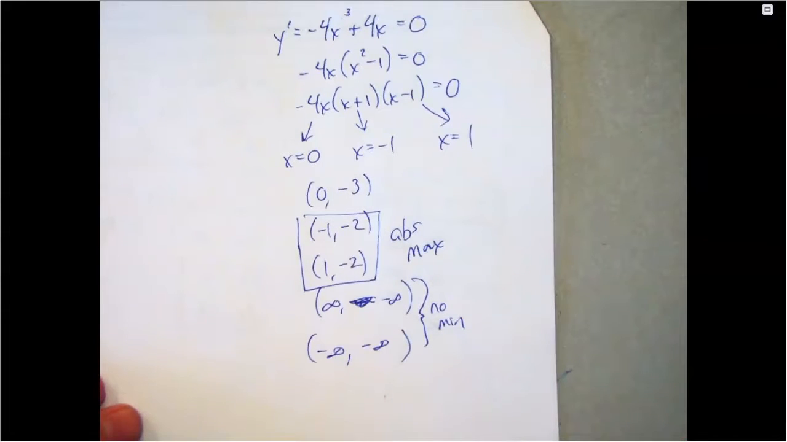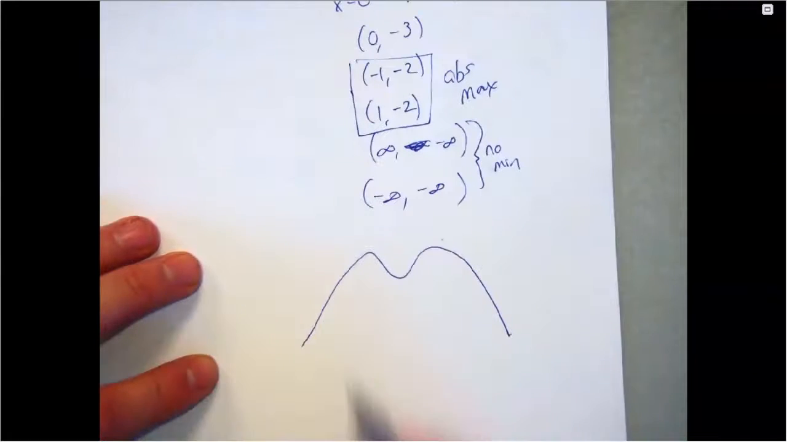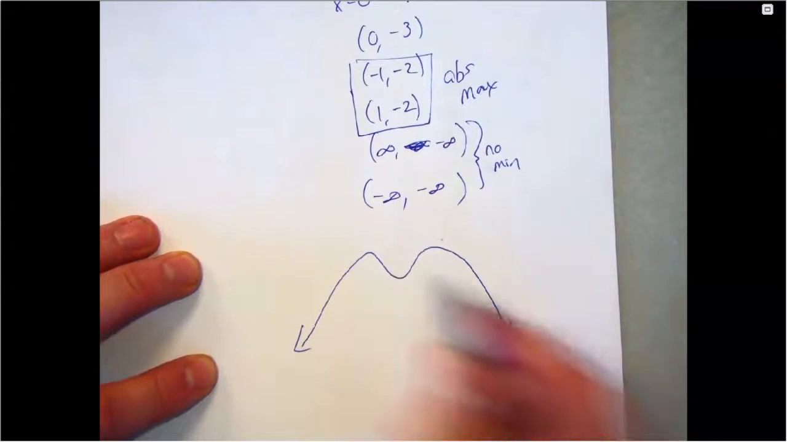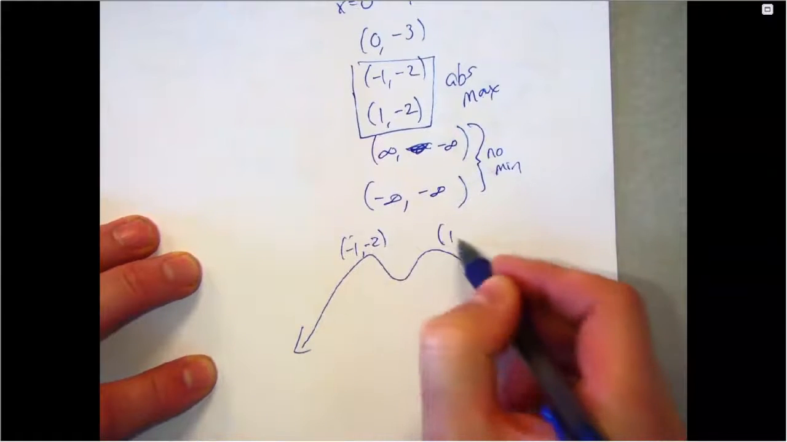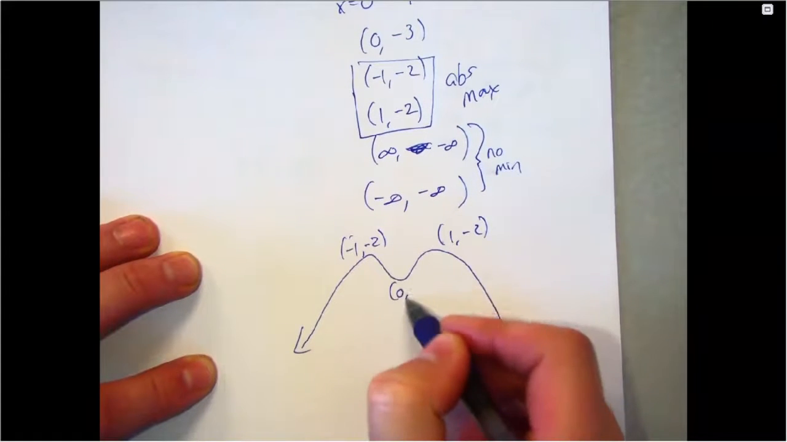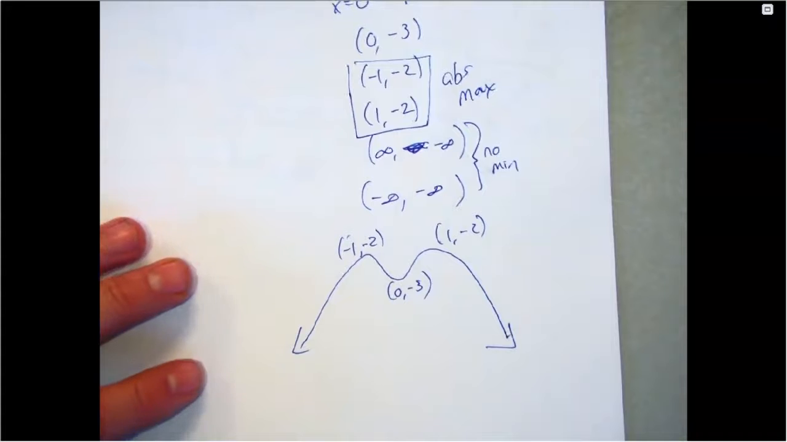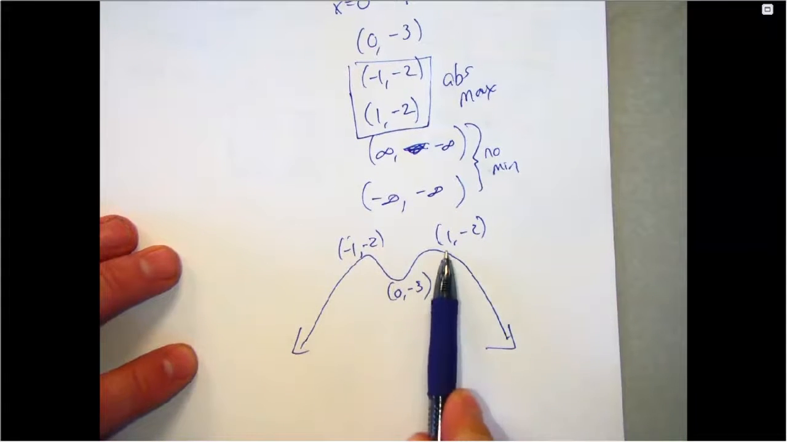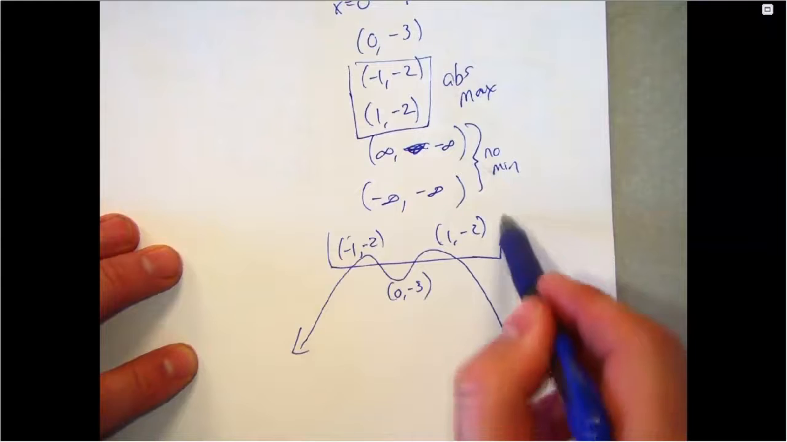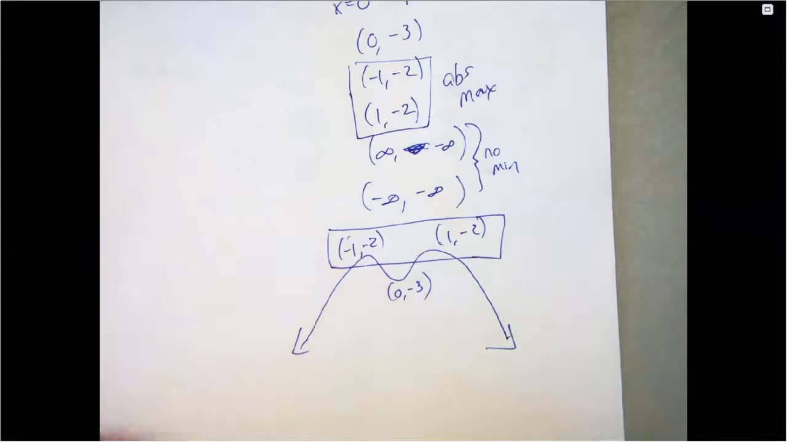That graph would be one of like these guys. So there's your down forever. There's like your negative 1, comma negative 2, your 1, comma negative 2, and your 0, comma negative. So this is like a relative max, a relative min, a relative max. And these are the biggest the graph gets. As far as the lowest the graph gets, it just goes forever, so you can't say there's a lowest point.